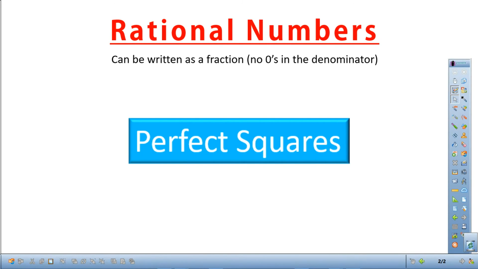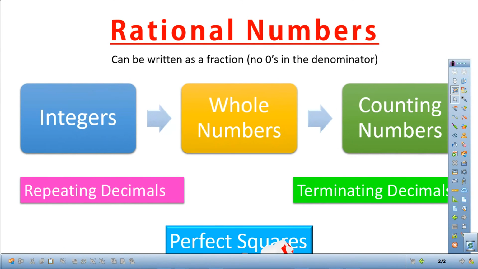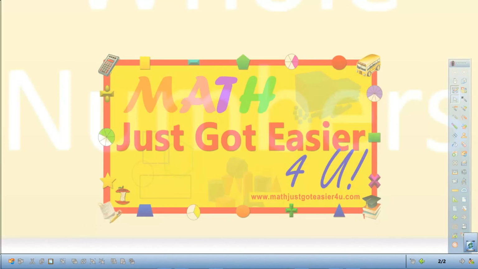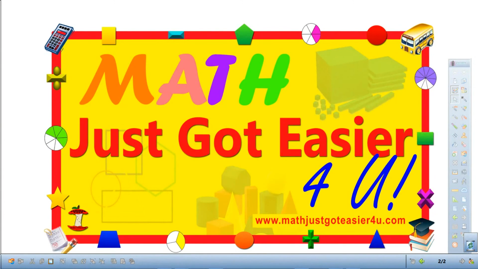So as we've just learned, all of these are rational numbers, beginning with our integers, our whole numbers, counting numbers, repeating decimals, terminating decimals, as well as perfect squares. So I've just showed you how to find rational numbers.